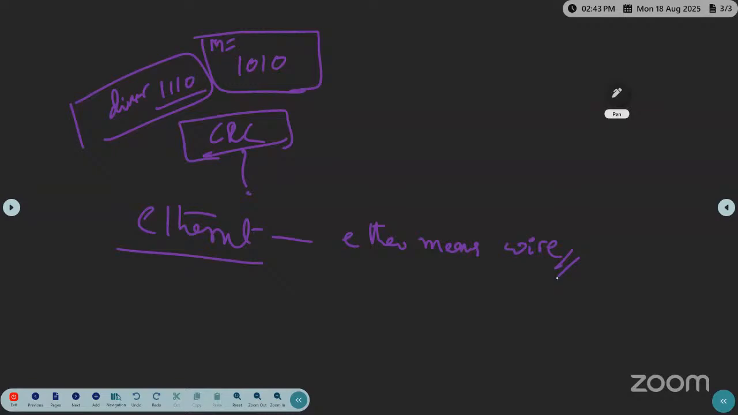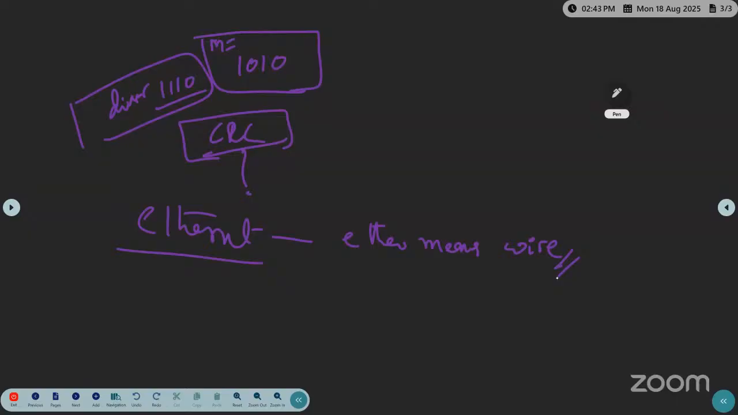So why discuss this here? If you want to transfer data from one node to another node, the data can be transferred in the form of waves. The wave can be transferred through ether, through wire. These wires have different categories. Standard Ethernet gets 10 Mbps in total. If you go for Fast Ethernet, it has 100 Mbps.